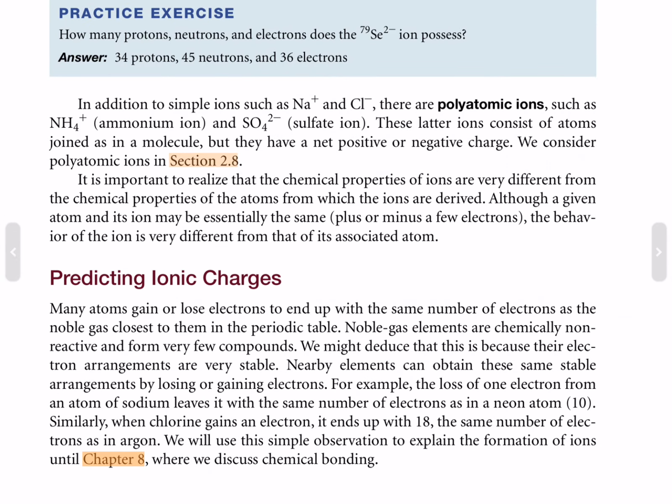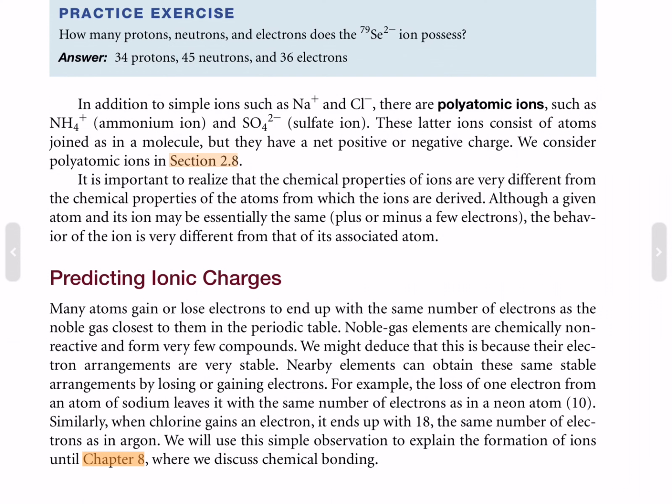In addition to simple ions, such as sodium and chloride, there are polyatomic ions, such as ammonium and sulfate. These latter ions consist of atoms joined as in a molecule, but they have a net positive or a net negative charge. We consider polyatomic ions in Section 2.8.